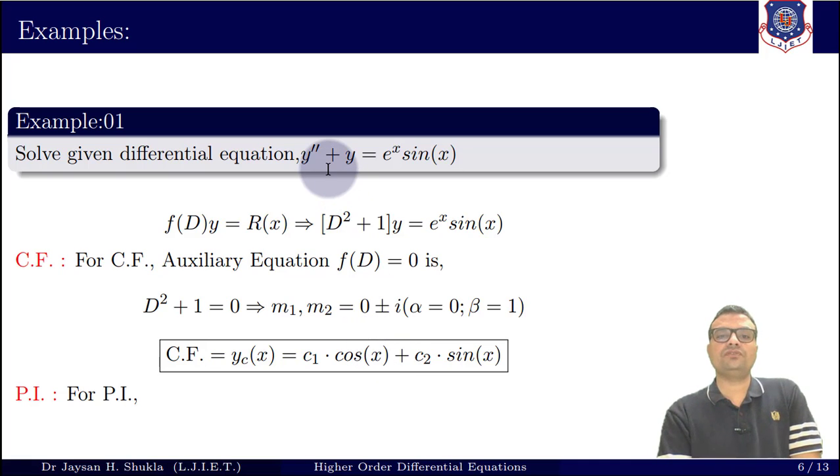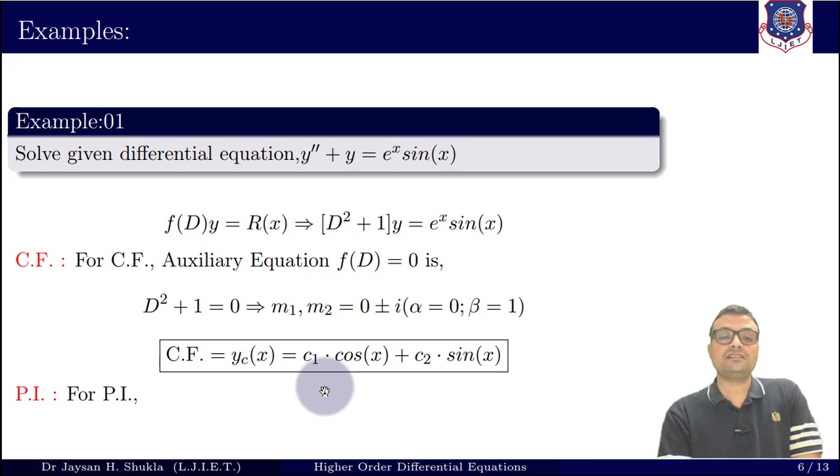Suppose I want to find solution of y double dash plus y equal to e raised to x into sin x. Now here the operator form is (D square plus 1)y equal to e raised to x into sin x. And so the auxiliary equation f of D equal to 0 will give you D square plus 1 equal to 0, m1, m2, which is 0 plus or minus i. So that is complex roots with alpha equal to 0, beta equal to 1. Now I can take this as complementary function with value e raised to alpha x, which is 0, times c1 cos beta x plus c2 times sin beta x, with beta equal to 1.